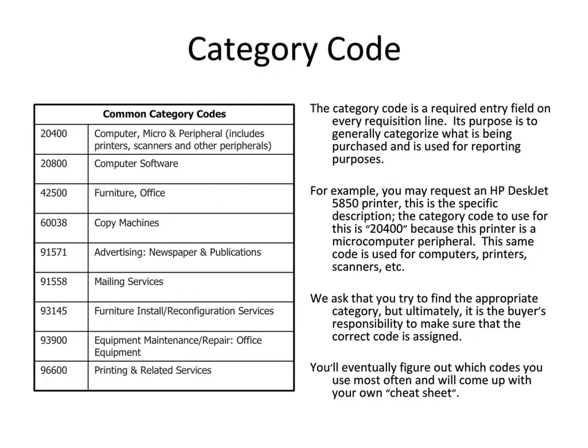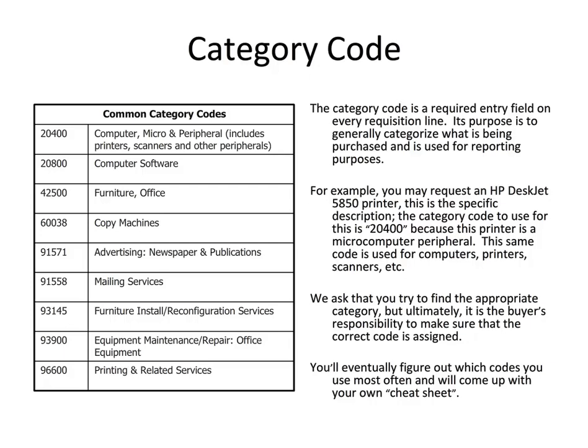Moving on to category codes. Category code is a required entry field on every requisition line. Its purpose is to generally, not exactly, categorize what is being purchased and is used primarily for reporting. In this table, we show 9 of the most common categories.